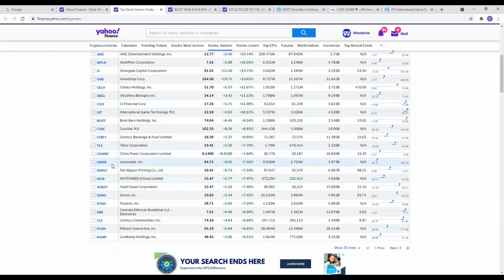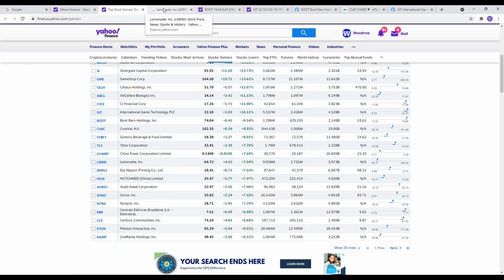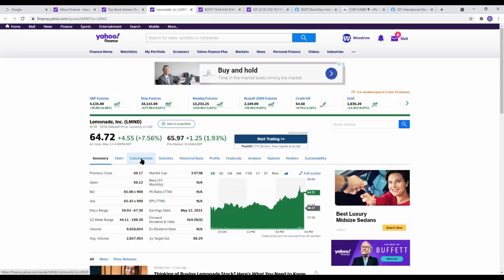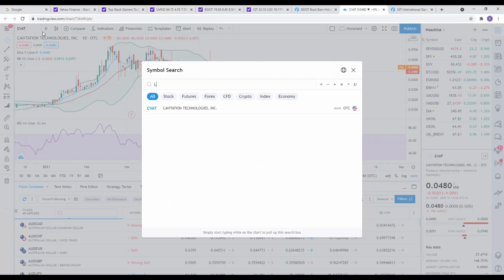This company is up by only 7%. I don't really find 7% a strong enough price increase, but I'm looking at it nevertheless. LMND.